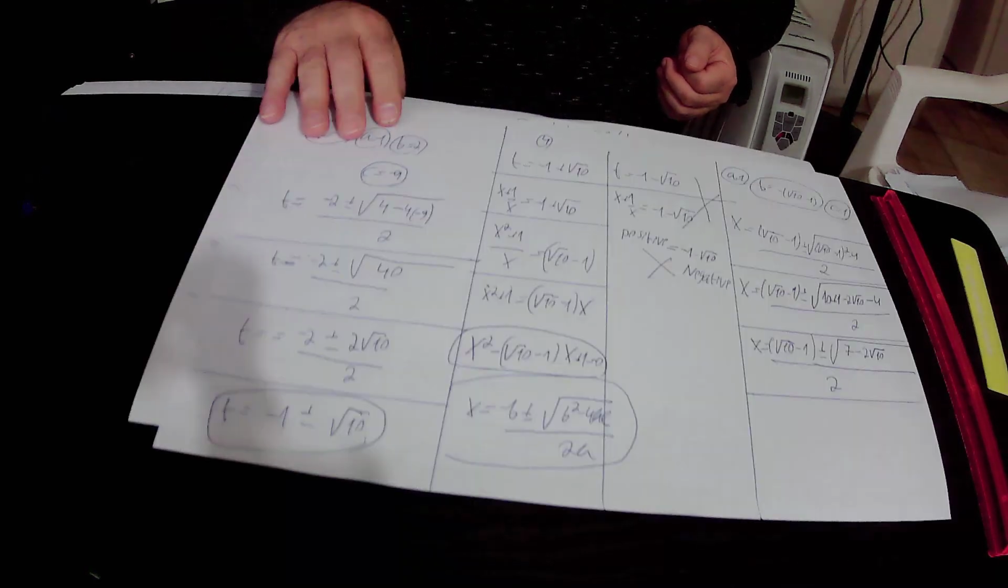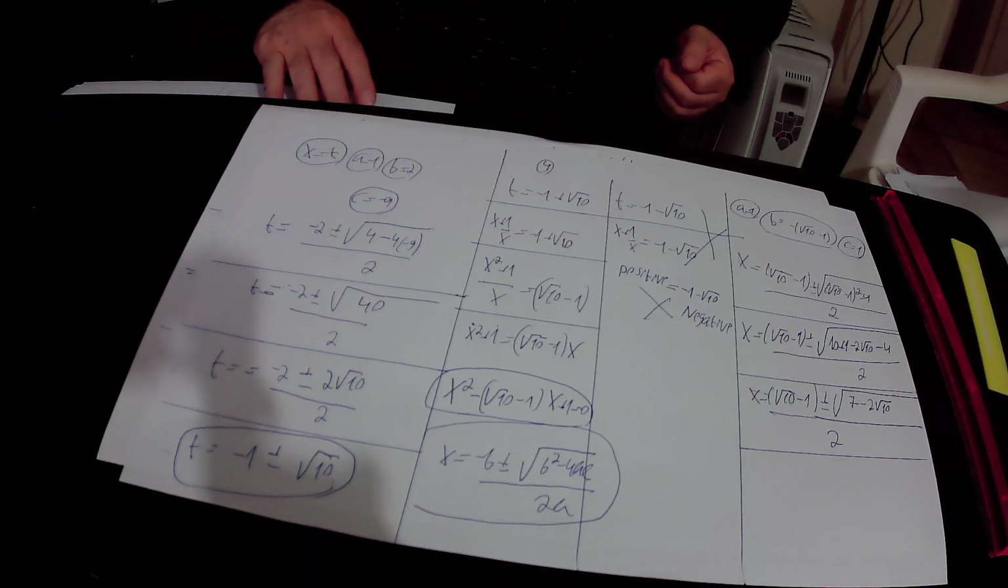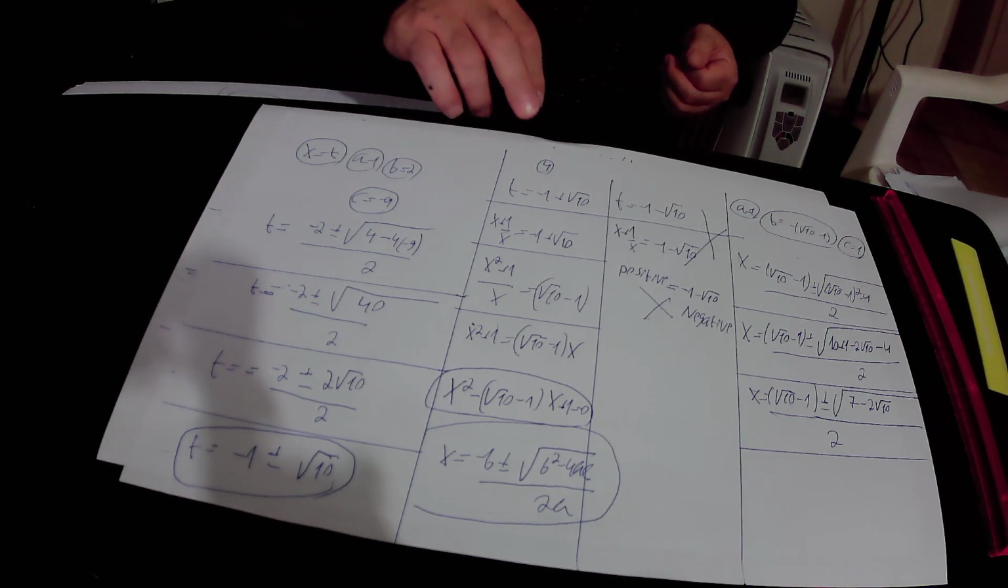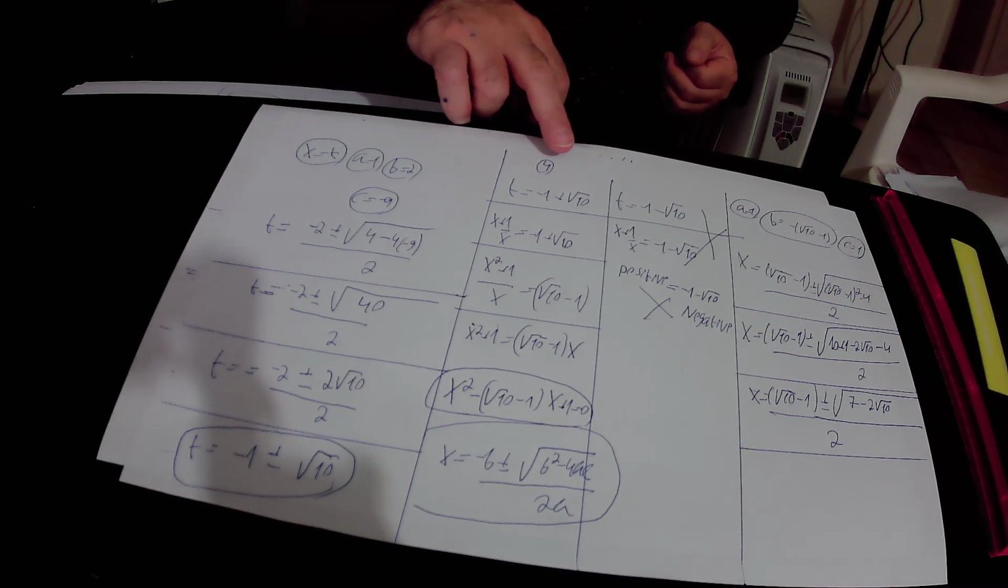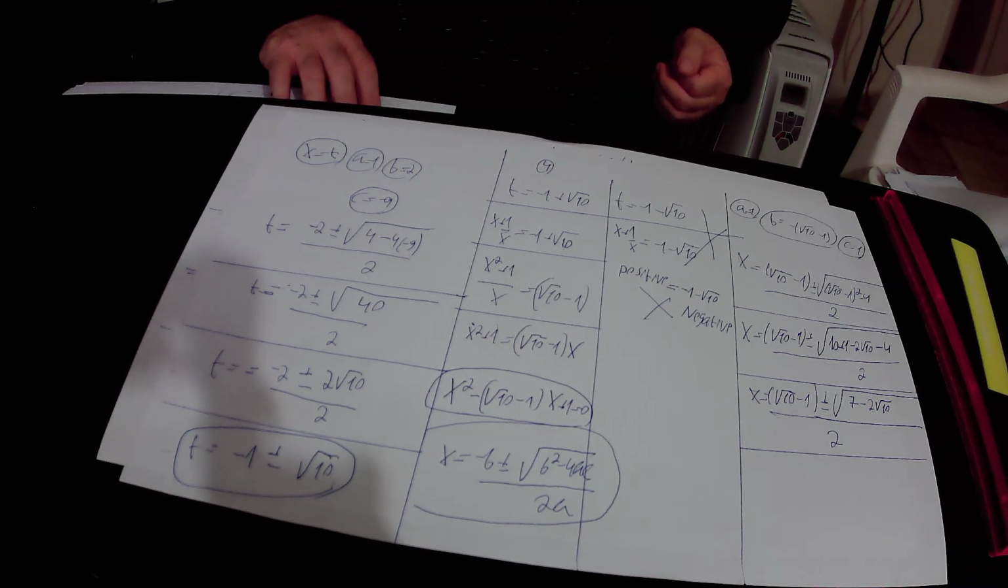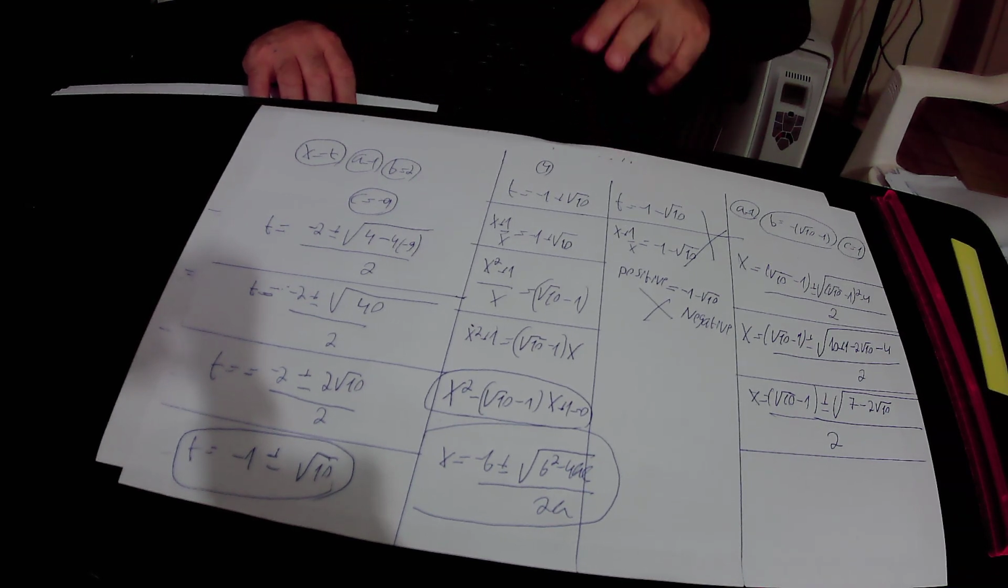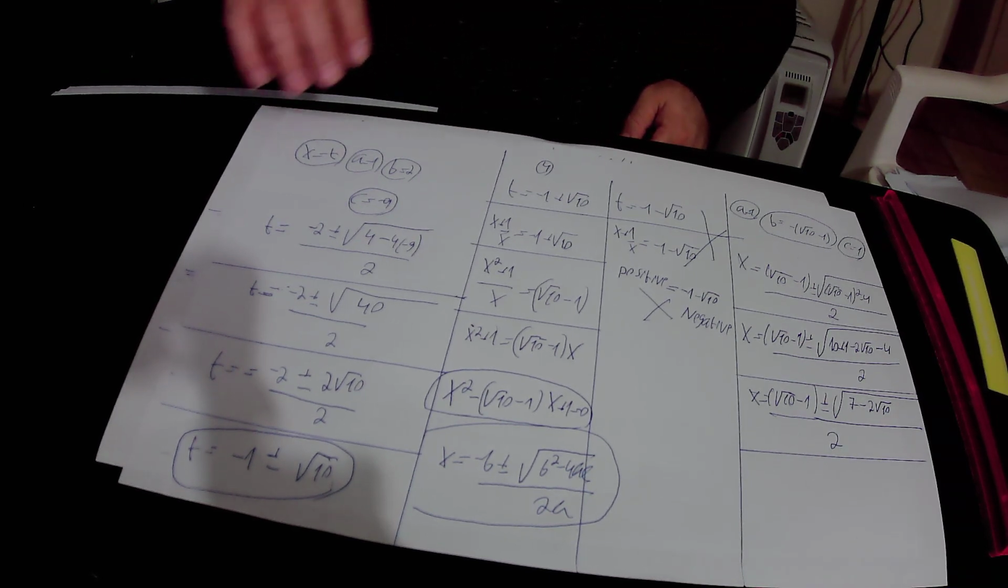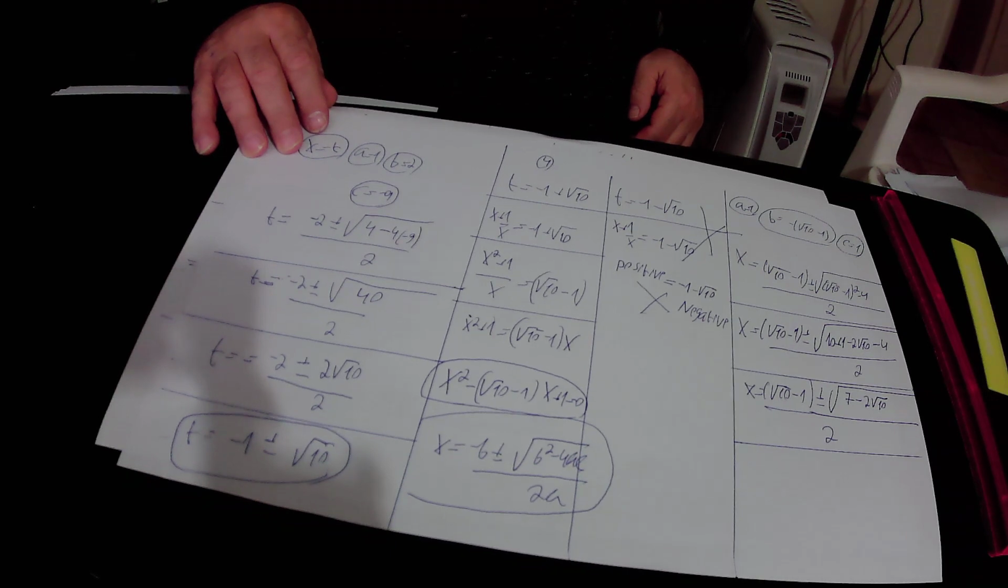So here we have two possible solutions for t. The first solution is t equals minus 1 plus square root of 10, and the second solution is t equals minus 1 minus square root of 10. We focus on the second solution. We know that t equals x plus 1 over x.